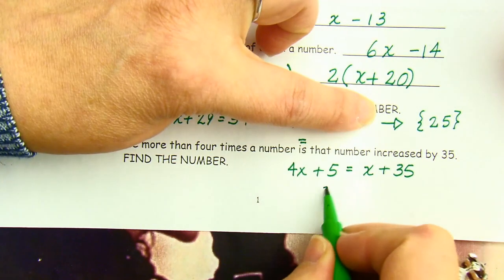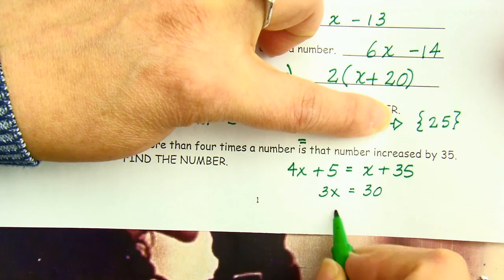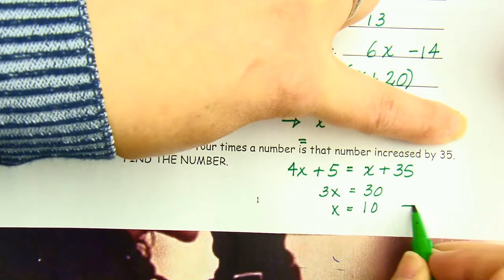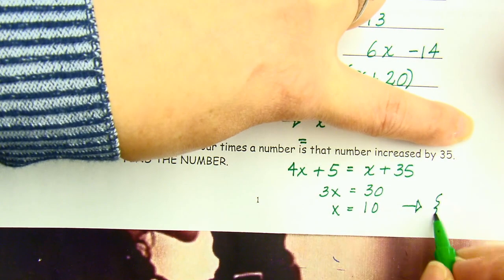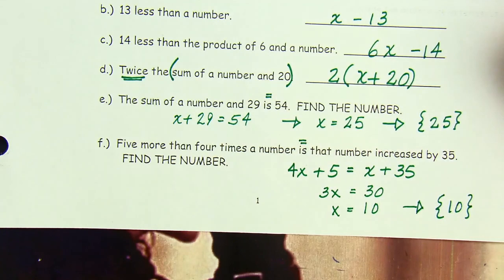Take the x over, you get 3x. Take the 5 over, you get 30. And now you see that x equals 10. And so my solution to this equation is 10. And I put it in set notation. So it's just reading, comprehending, knowing what's going on, knowing your mathematical terms, product, sum, difference, less than, increased by, multiply by, 2 times, all of that good stuff.